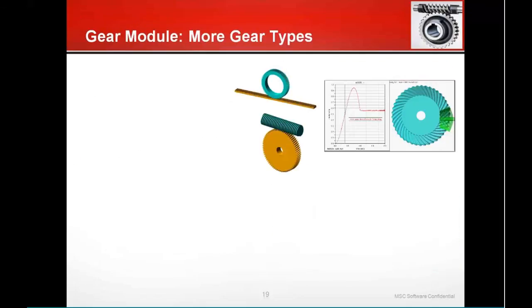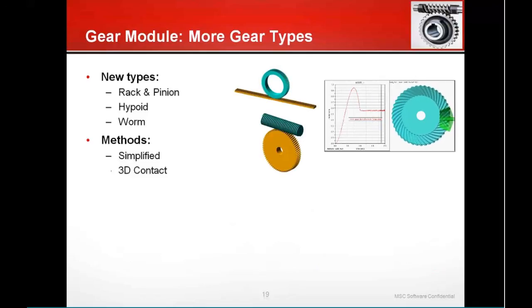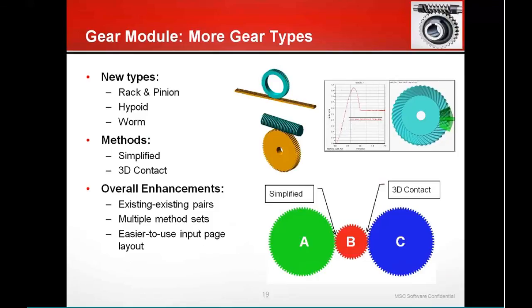In this release, what we've added is a handful of new gear types: the rack and pinion, the hypoid, and the worm gear. Those are new to the 2013.2 release, just released last week. All three of those support both of those methods I described on the last slide. And in addition, we've done a few other things to the gear module.